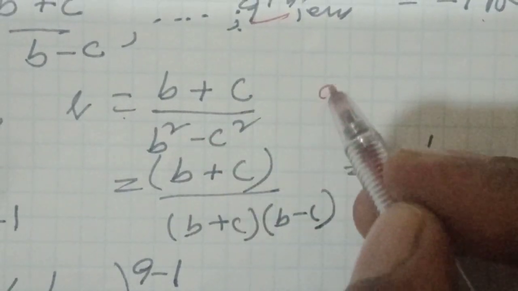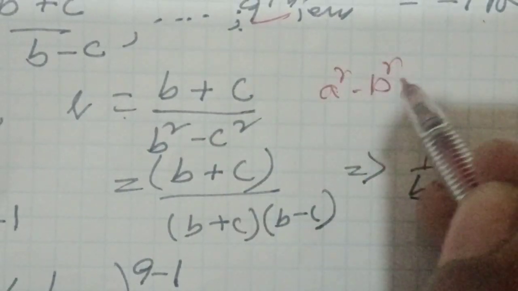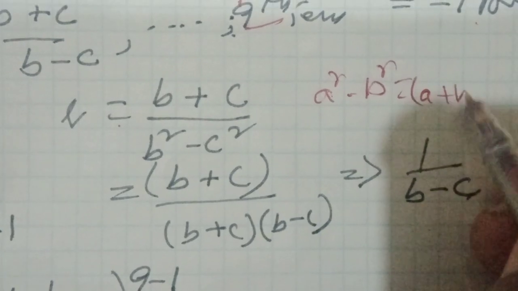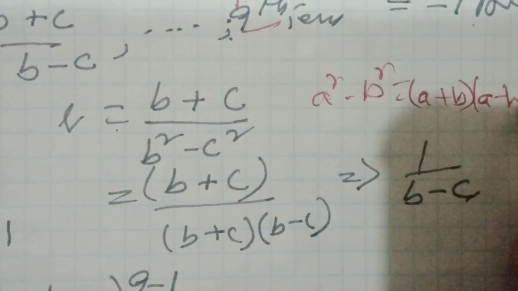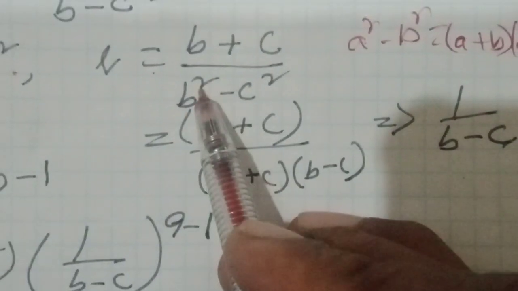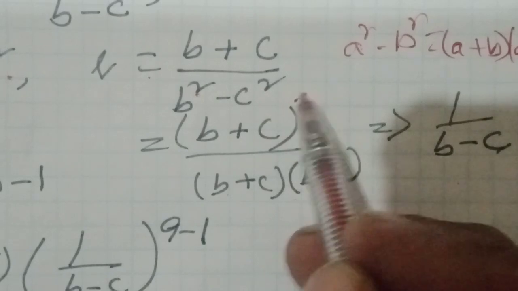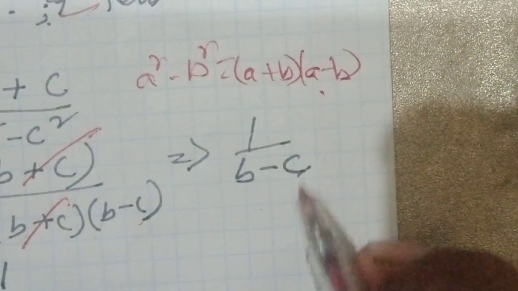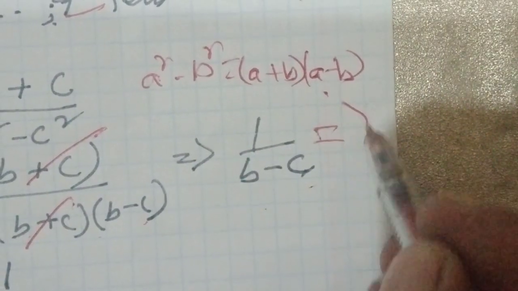We have a formula: a square minus b square is equal to a plus b times a minus b, the difference of squares, which you can break into factors. Now this is your b plus c and b minus c, and this will be cancelled out, and you have 1 upon b minus c. This is your r, the common ratio.